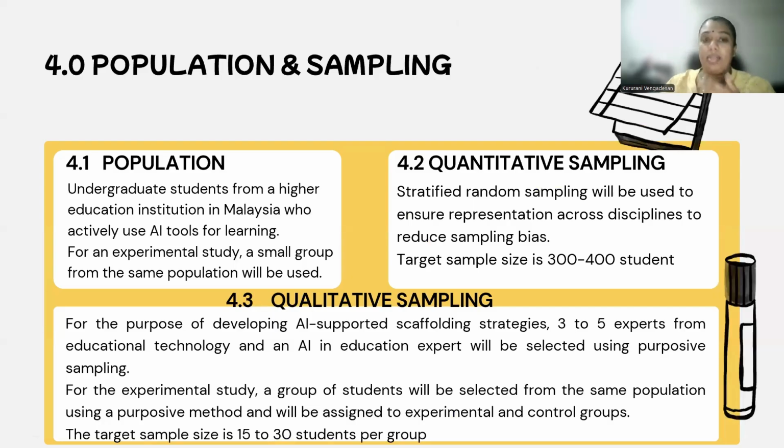Then the population and sampling. The population suitable for my study is undergraduate students from higher education institutions in Malaysia who actively use AI tools for learning. For the experimental group, a small group from the same population will be used.